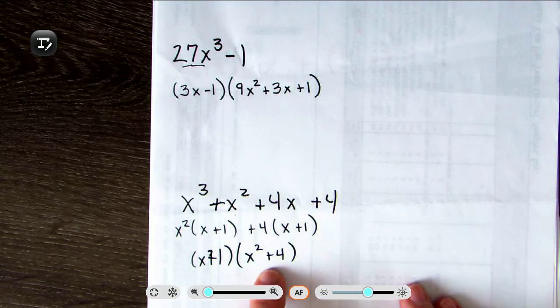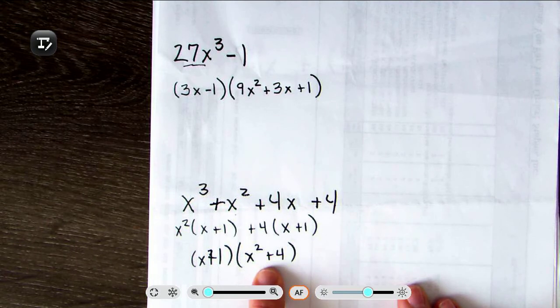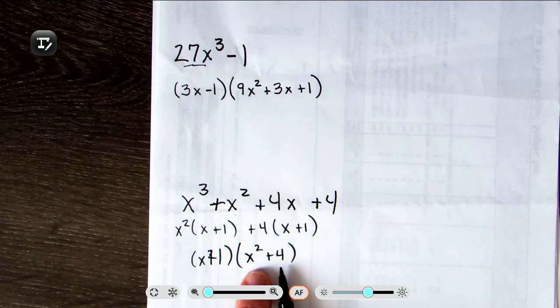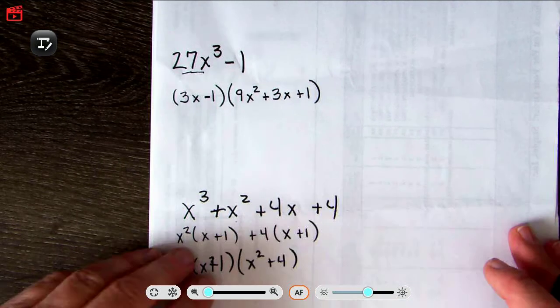The sum of squares does not factor, until we hit chapter 3 or 4, because then we'll introduce complex numbers. But right now, in the real world, x squared plus 4 does not factor.